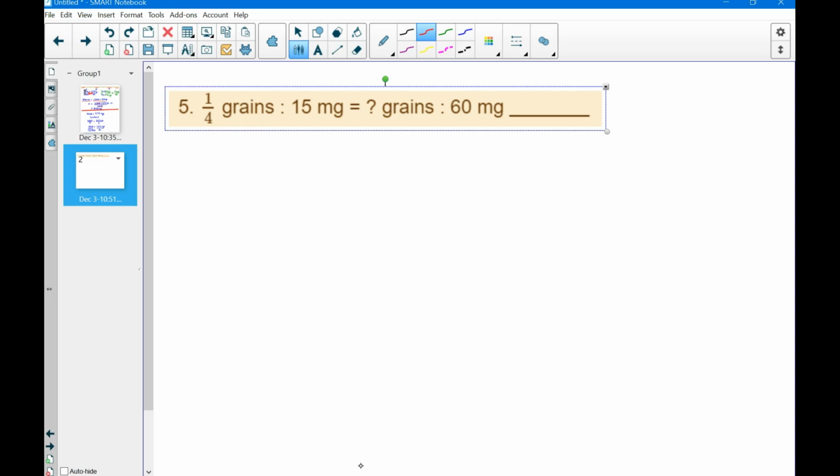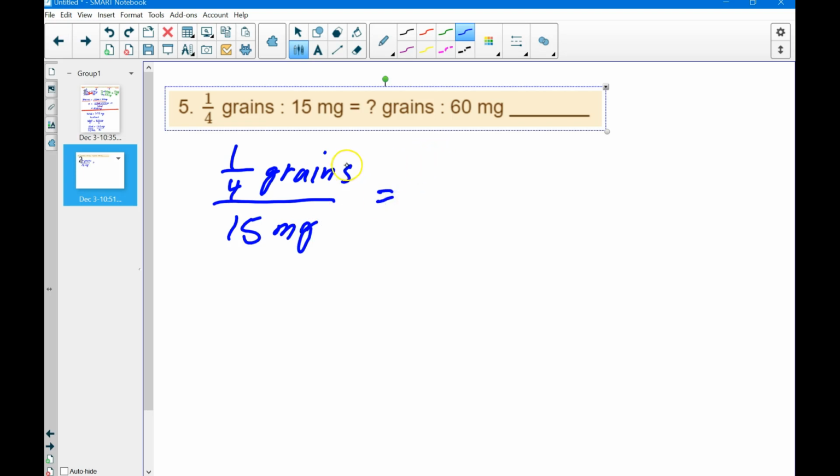Okay, so remember the first number that comes first goes on top and the second one on the bottom, so we're going to have 1/4 grains over 15 milligrams. On the other side, we're going to have x grains. Remember, the grains is on top here. We're going to put grains on top over here, and milligrams on the bottom.